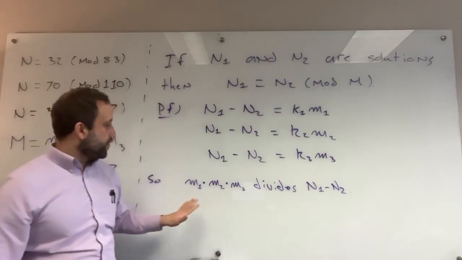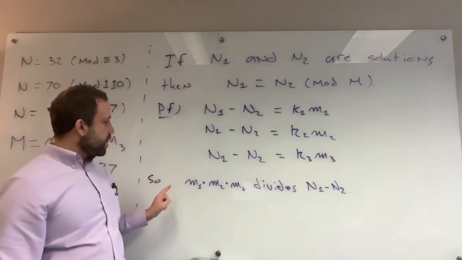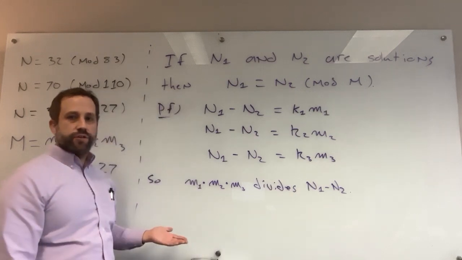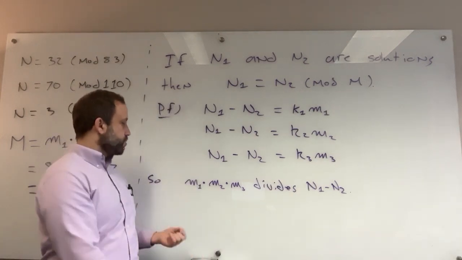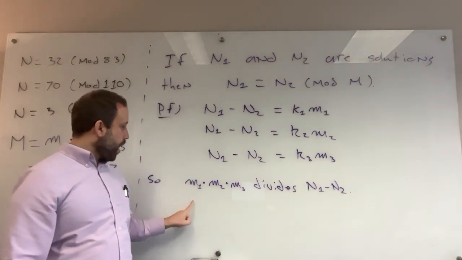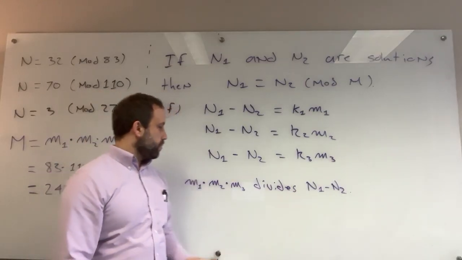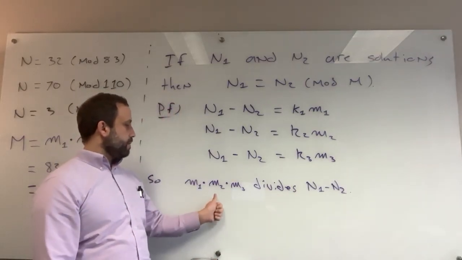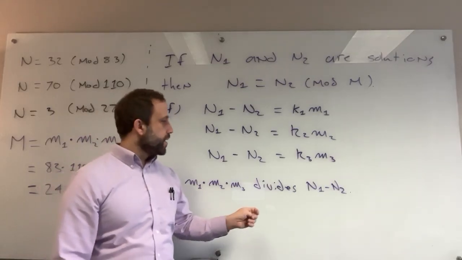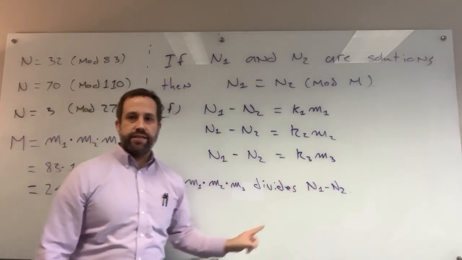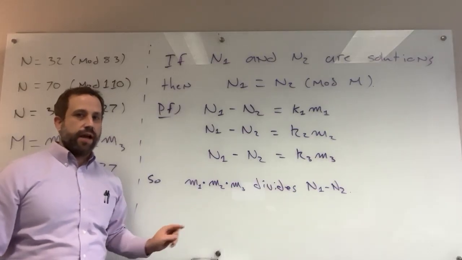What this means then is that each set of prime factors is going to divide N1 minus N2. And you're not going to have a situation where you have a prime factor here and a common prime factor here. That would divide N1 minus N2, but then maybe N1 minus N2 doesn't have that square as a prime factor.